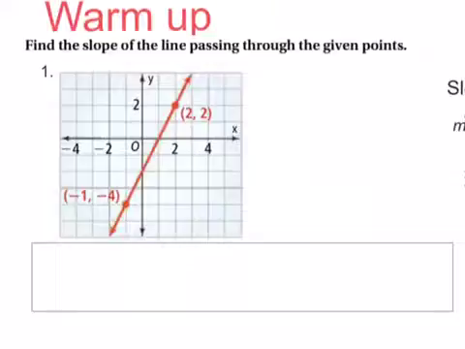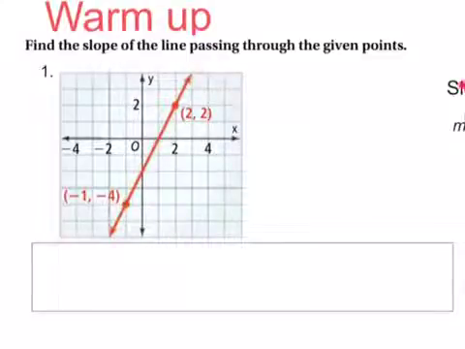So we can start with a quick warm-up, and this is an algebra warm-up, so we're going to see if we can find the slope of a line passing through a couple of given points. So the first problem, we'll look at points -1, -4, and 2, 2, and our job is to find the slope of this line. Go ahead and pause the video and see if you can find the slope of that line.